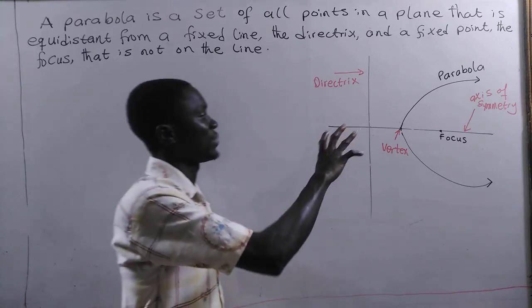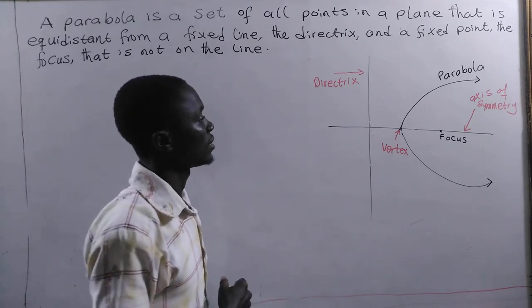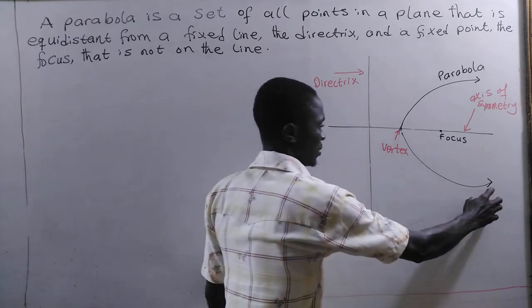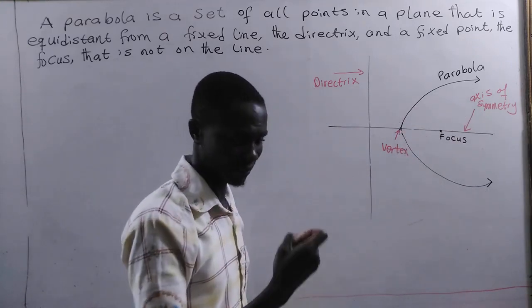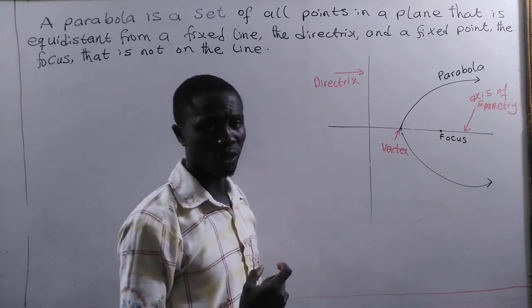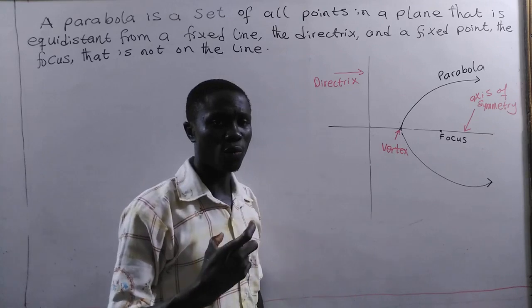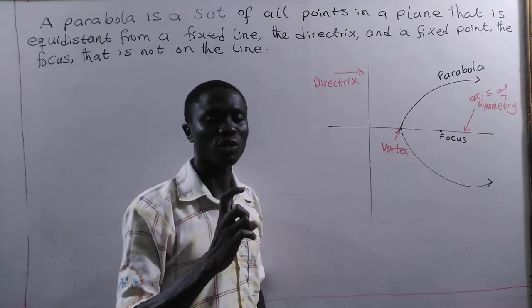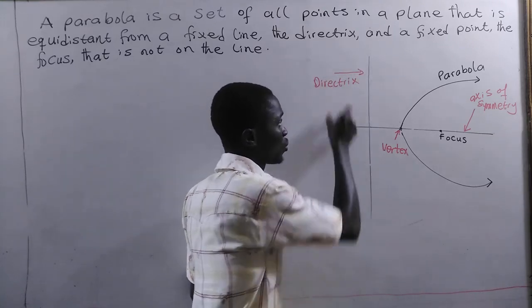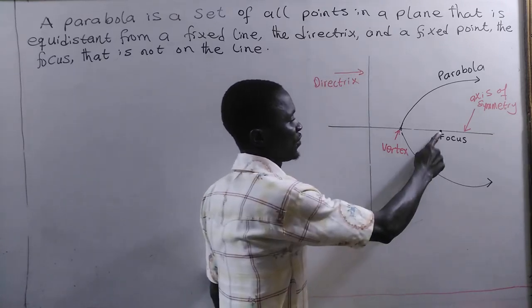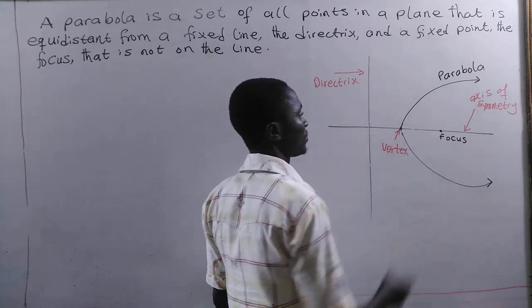So now I have a diagram here to throw more light on the definition. The curve that I've drawn here is called a parabola. And from the definition of the parabola, we're saying that the parabola is equidistant from a fixed line called the directrix. So this is the fixed line. So this line is called the directrix. And a fixed point called the focus. So this is the focus.